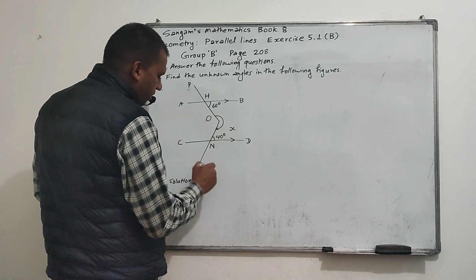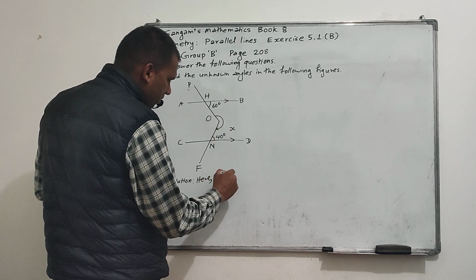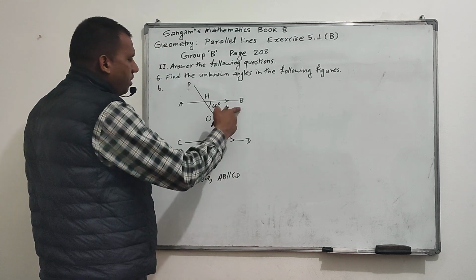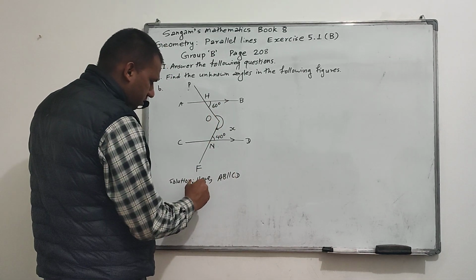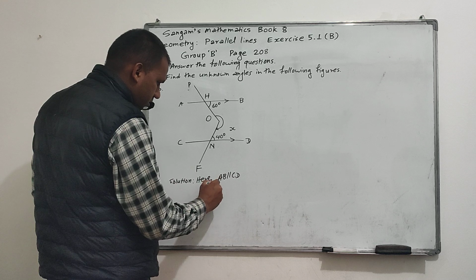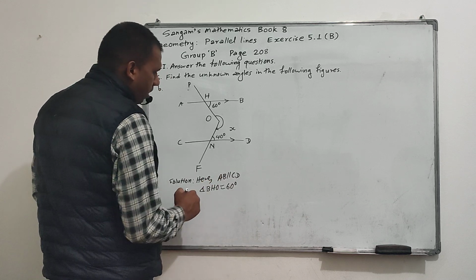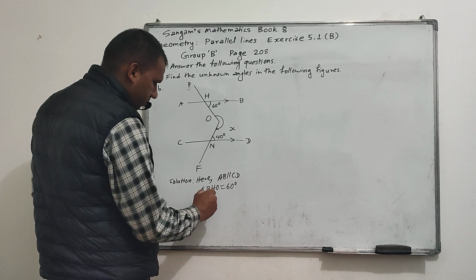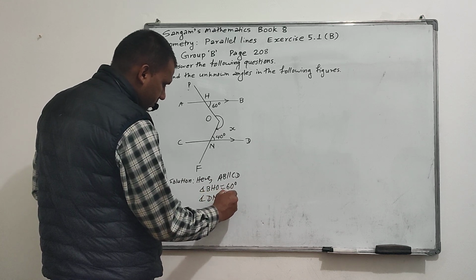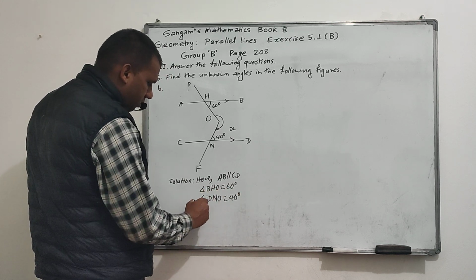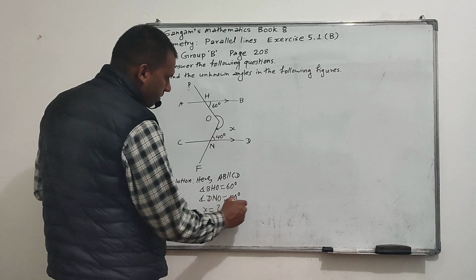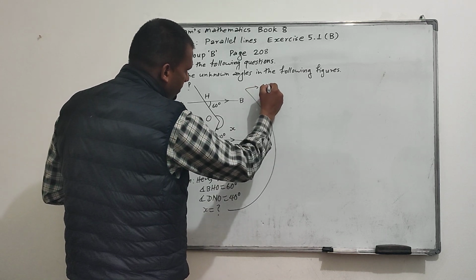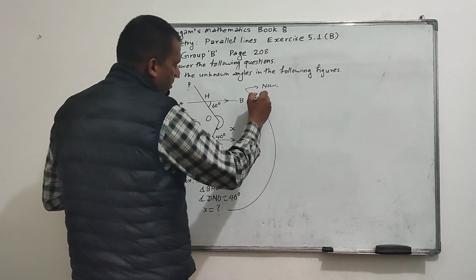AB parallel to CD, angle BSO 60 degree, angle DMO 40 degree, x equal to question mark. Now construction.